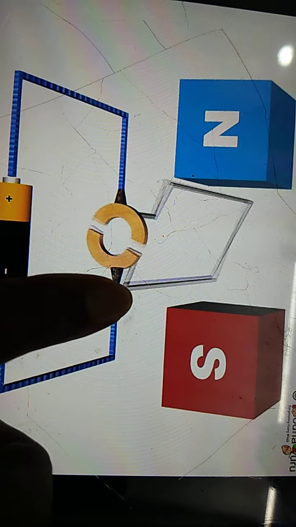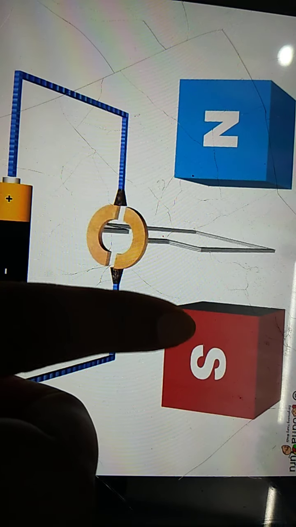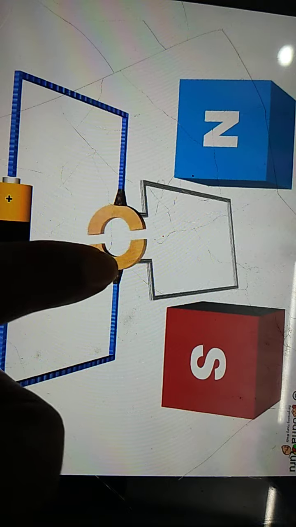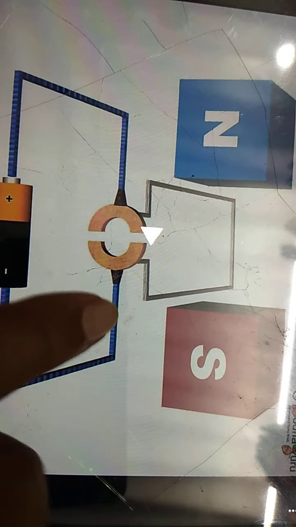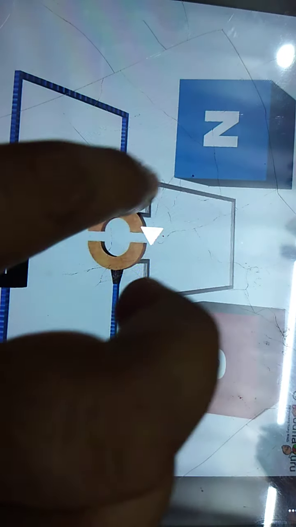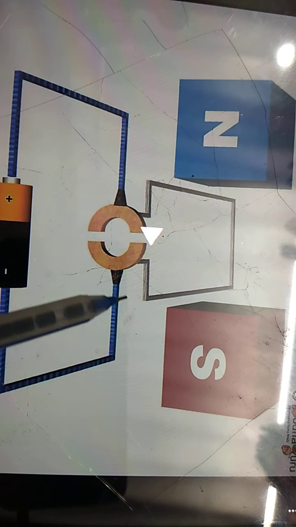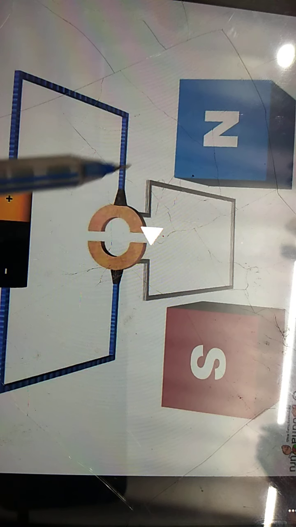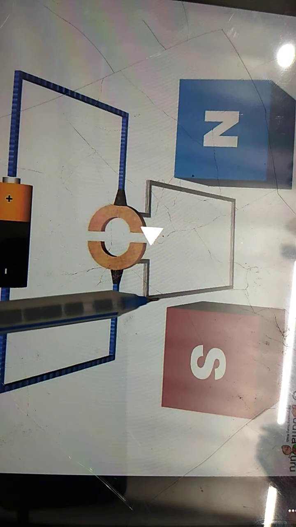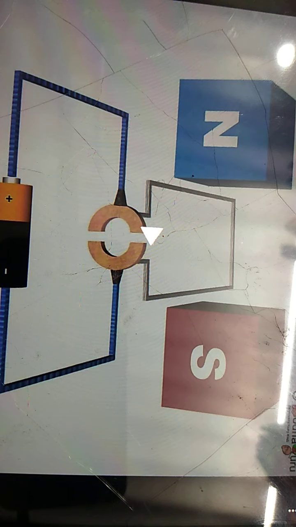So if this happens, then this arm will go up and this arm will go down. So what we have seen here, this arm is going down and this arm is going up, and this way this motor works. And you can see here that after half rotation, this arm is coming to this side and this arm is coming to this side. But whatever be the position of the arm ABCD, forget about the position.